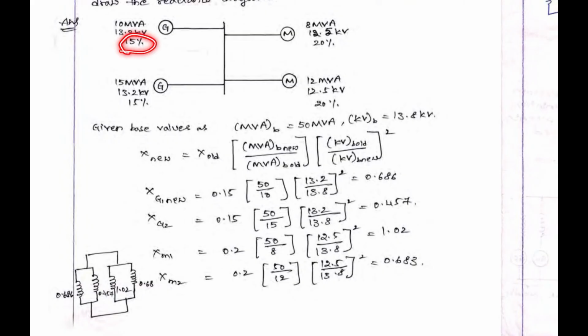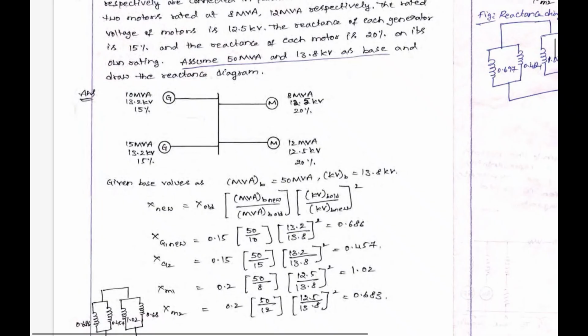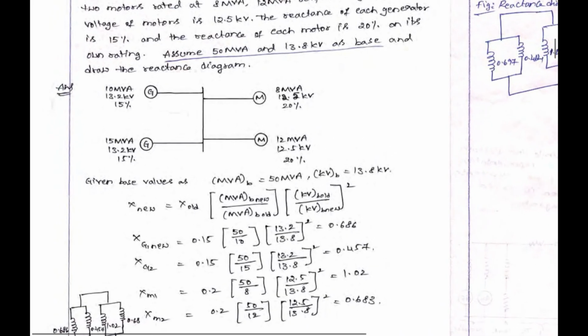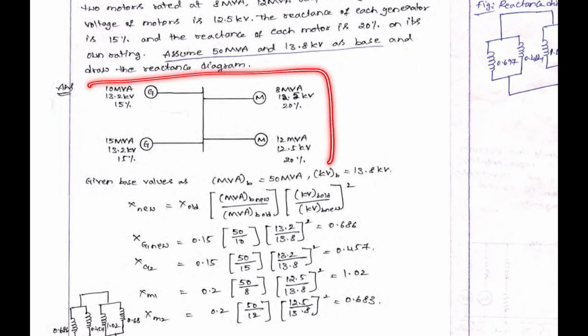generator 1 has 15% reactance with respect to these ratings. Generator 2 has 15% reactance with respect to these ratings. The motor has 20% reactance based on these ratings, and this motor also has a 20% rating based on these power and voltage ratings. So the per unit concept refers to selecting base values for the entire diagram.